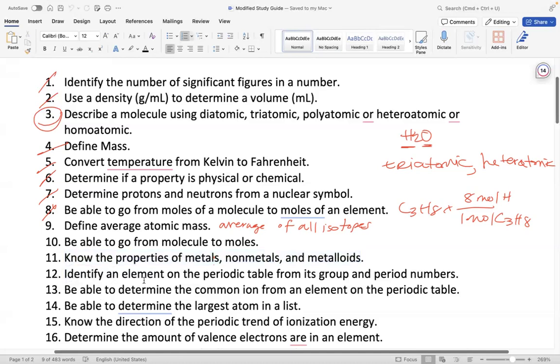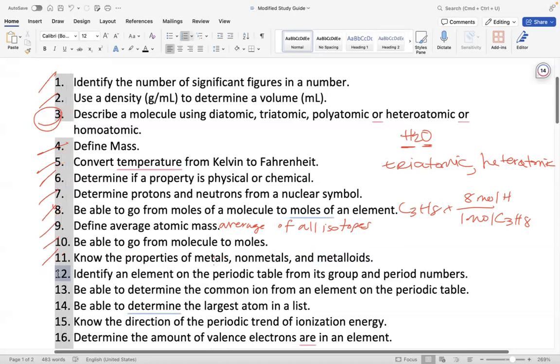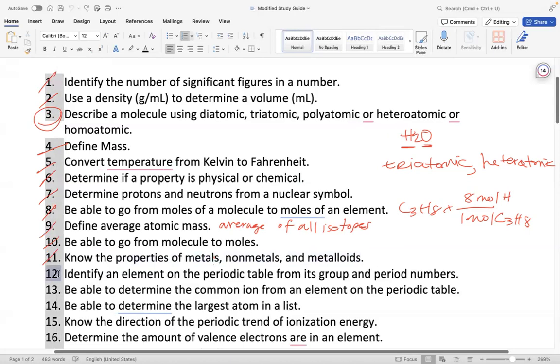So those are the stuff on the stair step, kind of metals, kind of not metals. Okay. So we talked about this. 12, identify an element on the periodic table from its group and period numbers. I did not include an example of this one because we just kind of really seem to have gotten it in lecture. That's when you say, oh, the element is in group 2, period 3, and then you just go do the little matrix and figure out what element that is.